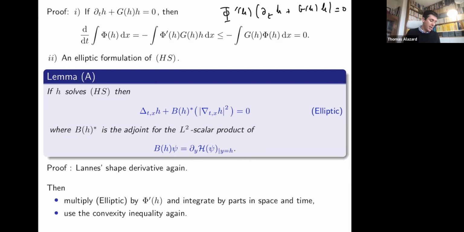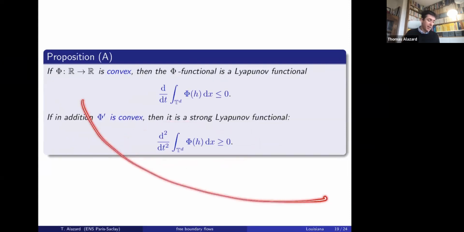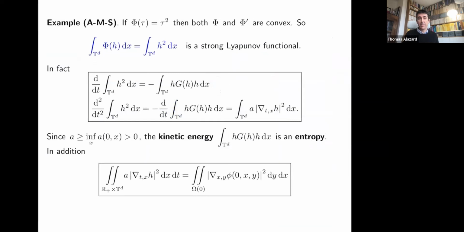Then you multiply this equation by phi prime of H, and you integrate by parts, but not only in space, also in space and time. And you use the convexity inequality again to get that the phi functional will decay in a convex manner, provided that phi and its derivative are both convex. The main example of such a function is, of course, the square function, phi of tau equal to tau squared.